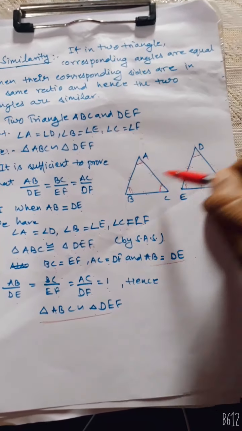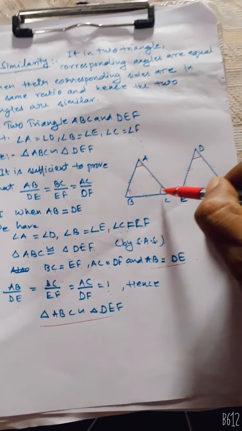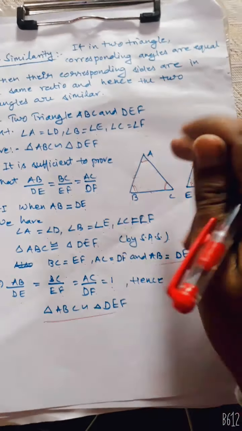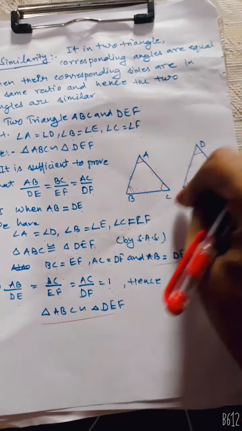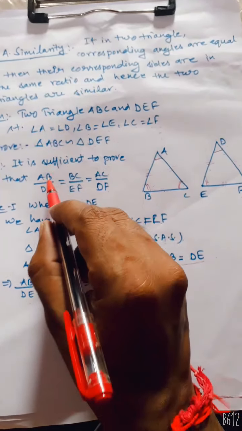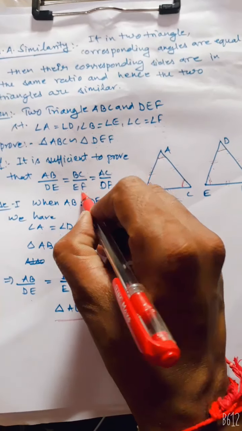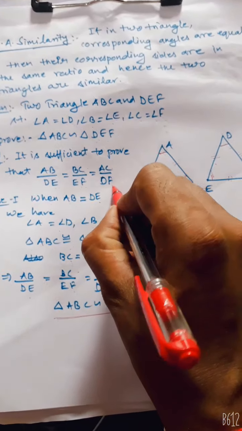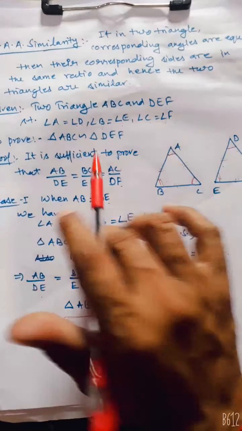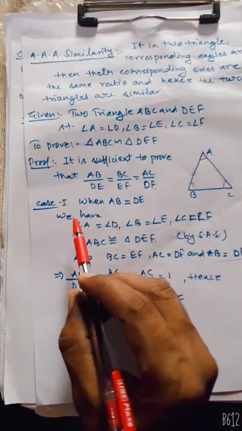That is, angle A equals angle D, angle B equals angle E and angle C equals angle F. It is given. So this is given and we are required to prove triangle ABC is similar to triangle DEF. For proving this, it is sufficient if we are able to prove AB upon DE equals BC upon EF equals AC upon DF, then we can say these two triangles are similar. So for this, let us see case first.